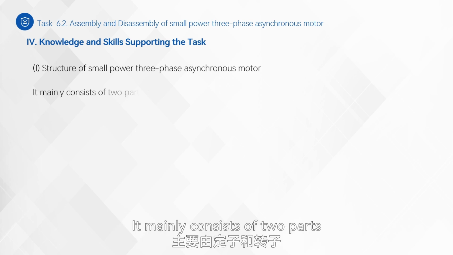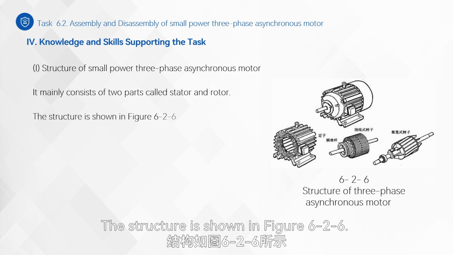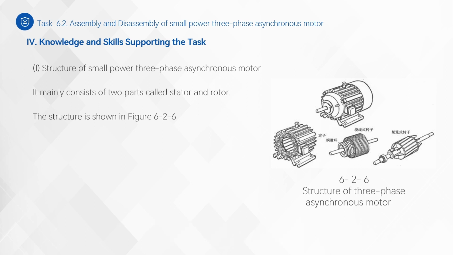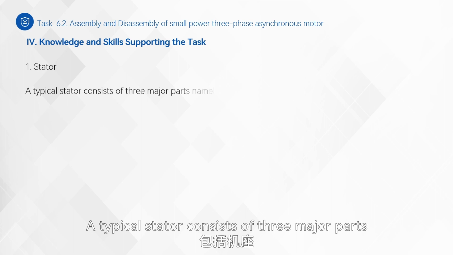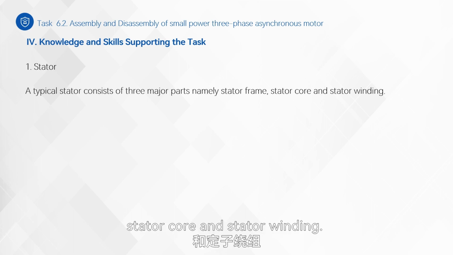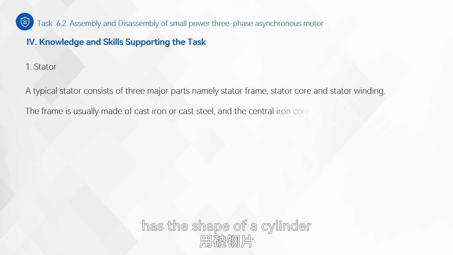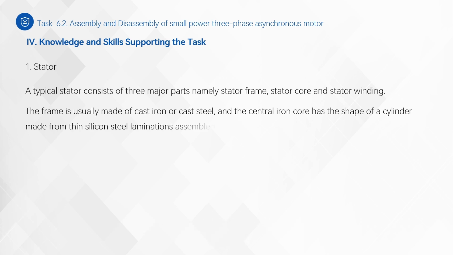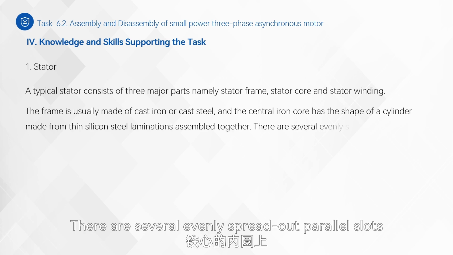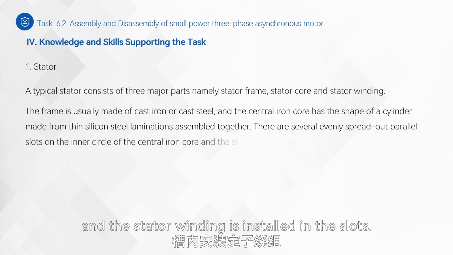It mainly consists of two parts called stator and rotor. The structure is shown in Figure 6.2.6. 1. Stator. A typical stator consists of three major parts, namely stator frame, stator core, and stator winding. The frame is usually made of cast iron or cast steel, and the central iron core has the shape of a cylinder made from thin silicon steel laminations assembled together. There are several evenly spread out parallel slots on the inner circle of the central iron core, and the stator winding is installed in the slots.